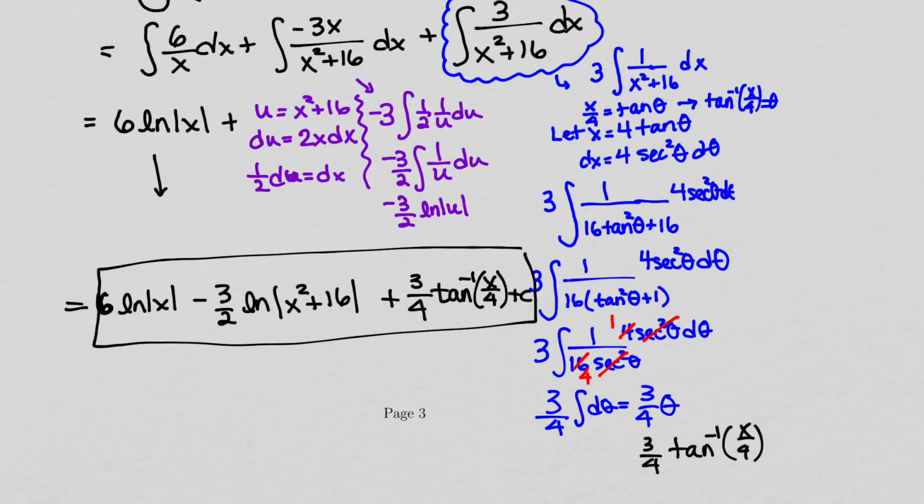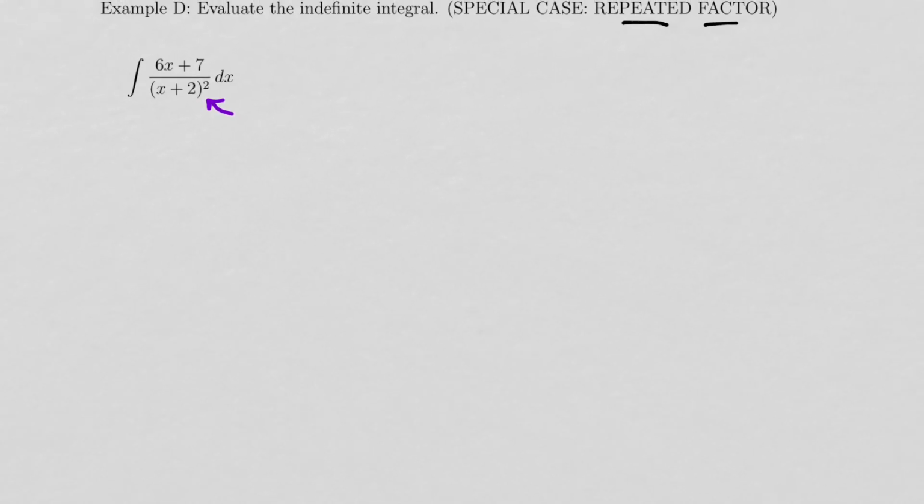So that integral has a repeated factor. And by repeated, I mean it's not just one of them, but two of them. See how it has a power 2 on it? This is the integral of (6x + 7) over (x + 2) squared. So if it's a repeated factor, the funky thing that we do, I'll show you what we do. We have to list the factor not just once, but we have to list it twice.